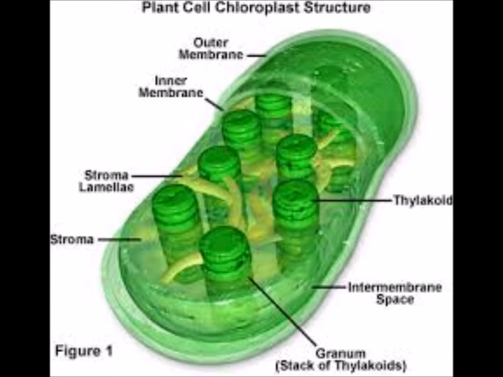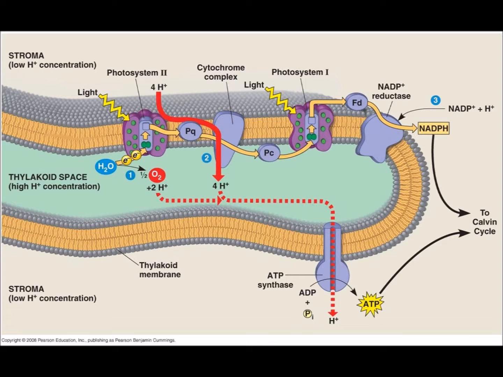Like previously stated, thylakoids are in the chloroplast and are where the light reactions take place. The thylakoid membrane consists of a phospholipid bilayer. Photosystem II and photosystem I are integral proteins that contain pigments.